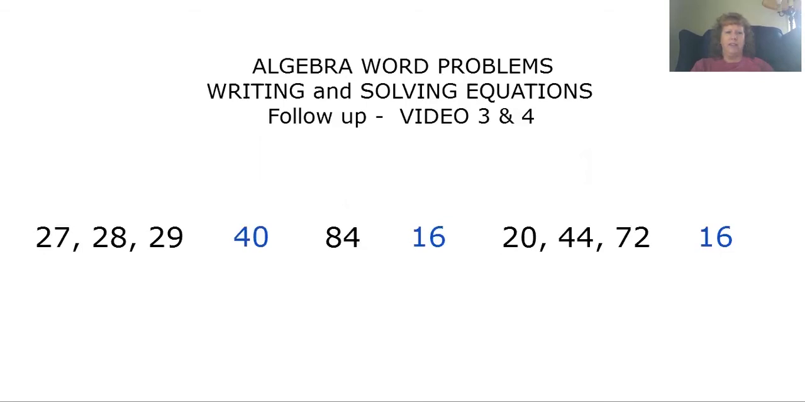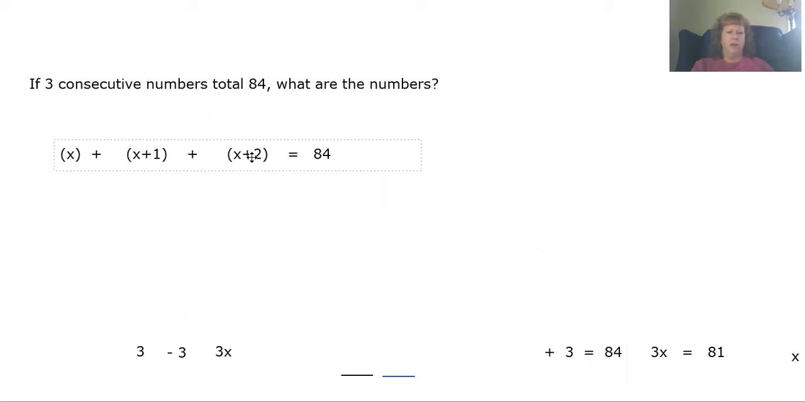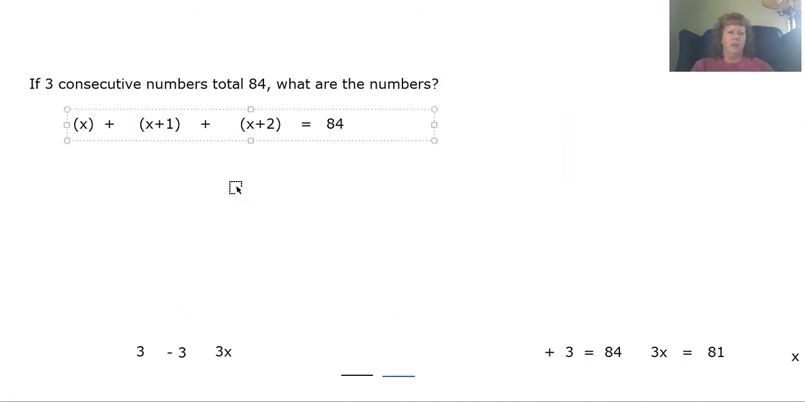And this is how we got the answer to the first problem. If 3 consecutive numbers total 84, what are the numbers? So you needed to start it out with your pattern for consecutive numbers. So here's our pattern for consecutive numbers. We have 3 sets, 1, 2, 3 for 3 numbers, x plus 1, x plus 2, and they equal 84. So now that we had the pattern written up, see if you can use the items at the bottom to complete the problem.